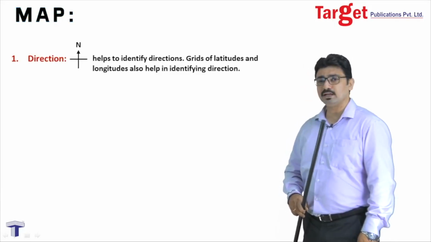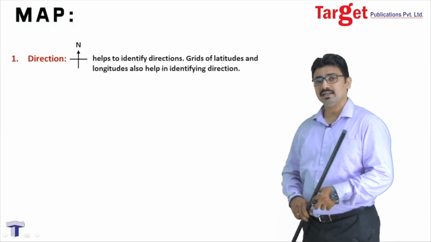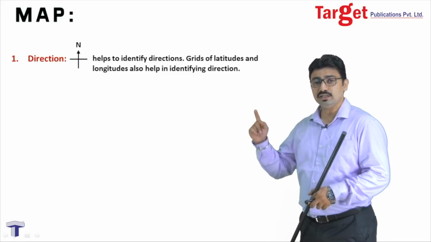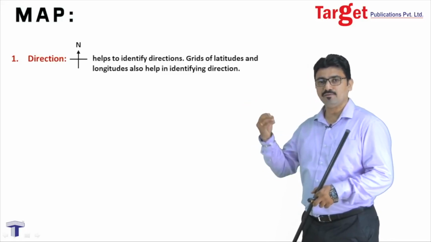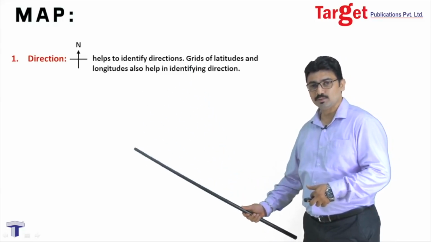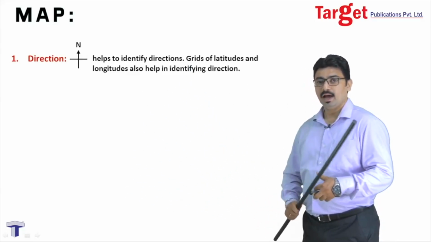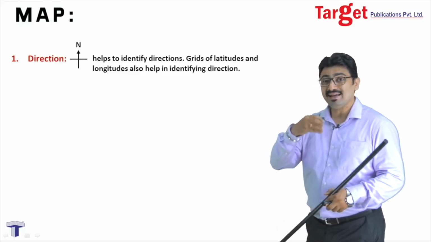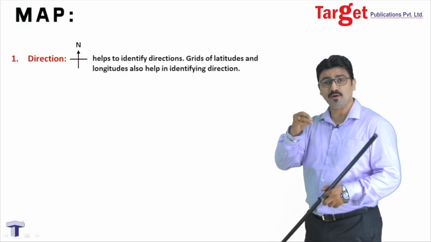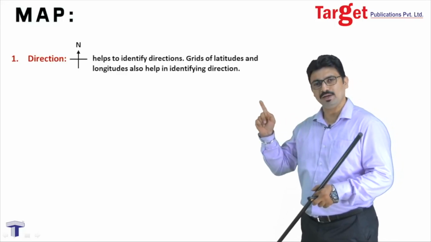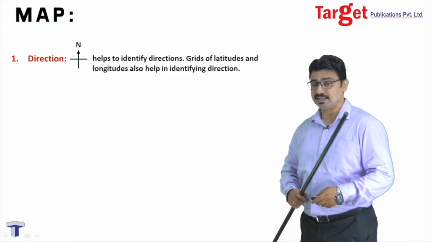The first feature that we saw was direction. Direction is shown by the north arrow, as we call it. It shows the north direction, and the remaining sides show the west, east as well as south direction. Also, there are certain maps which do not use this arrow. There are latitudes and longitudes with the help of which we understand the direction. We will look at it when we come across a map in the next slide.